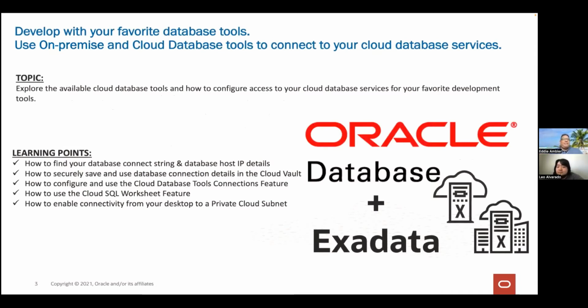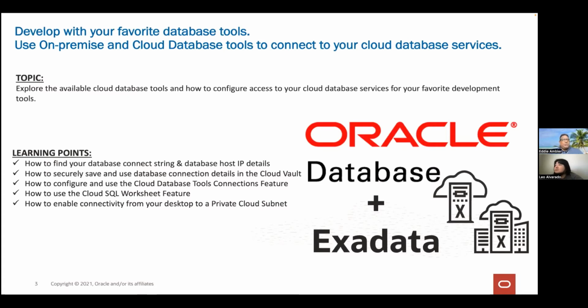The learning points of this: you should be able to find your database connect string and identify your database host IP details. You should know how to securely save and use database connection details using the Cloud Vault. So, no more putting passwords in plain text for people to steal. We'll show you how to do it securely using the OCI Cloud Vault. We'll show you how to configure and use the Cloud Database Tools connections feature, which is a great way to pre-configure your connections and have them available for your cloud tools to use on demand without constantly needing to type in the passwords.